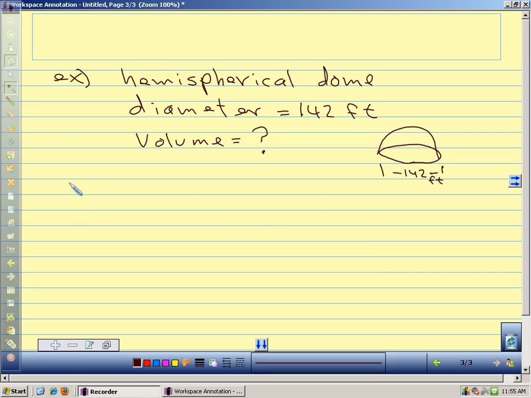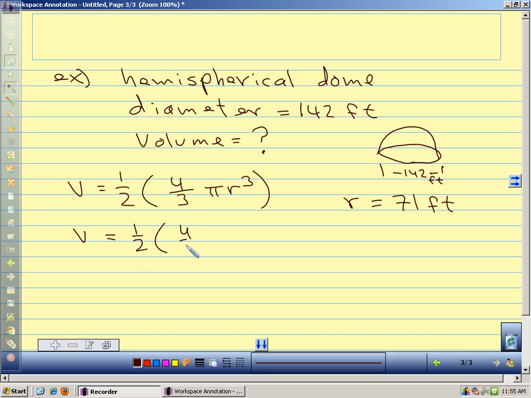So our formula, our volume, because we have a hemisphere where we just have half the sphere, is going to be 1/2 of 4/3 pi r cubed. It's just going to be half the volume of the whole sphere. So if our diameter is 142 feet, our radius is what? 71. Half the diameter. So our radius is 71 feet. And I'm going to plug that into my formula and calculate.